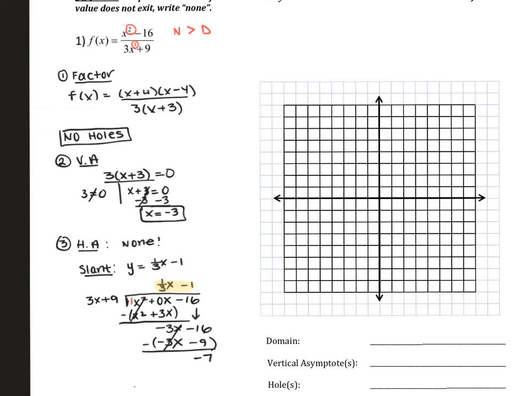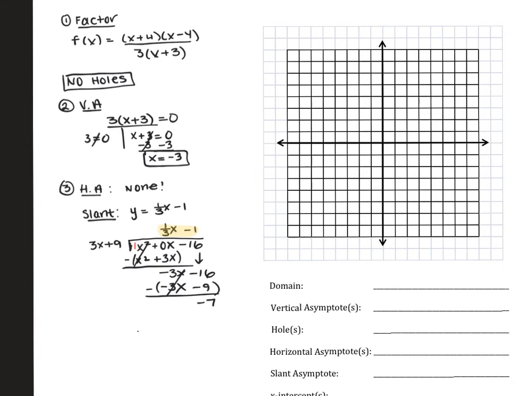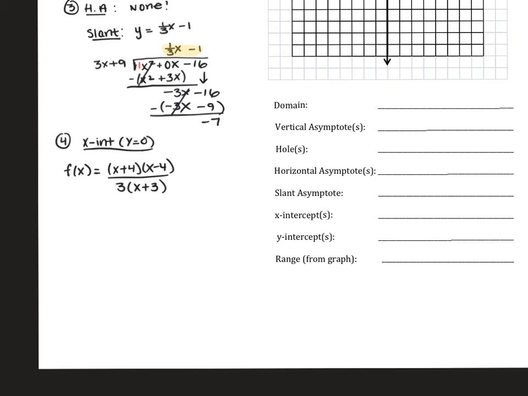Okay, now let's continue and find our x and y intercepts. So step 4, let's find my x-intercept by setting y equal to 0. I'm going to use this equation, that's my factored form of my original equation. So I've got f of x equals x plus 4, x minus 4 over 3 times x plus 3. Like I said, we're going to go ahead and set y equal to 0.